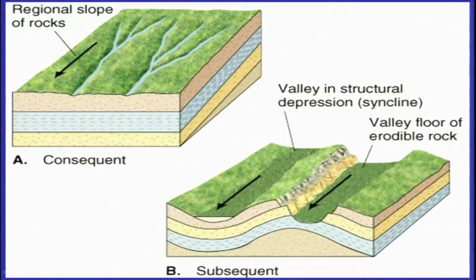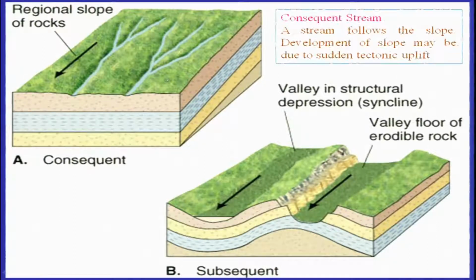Few more things and terminologies will be helpful in categorizing the landforms. For example, you have the consequent streams and the subsequent streams, but for this again some help will be required in terms of field investigations. Usually the consequent streams are classified as streams that flow on the slope. Development of slope may be because of sudden uplift.